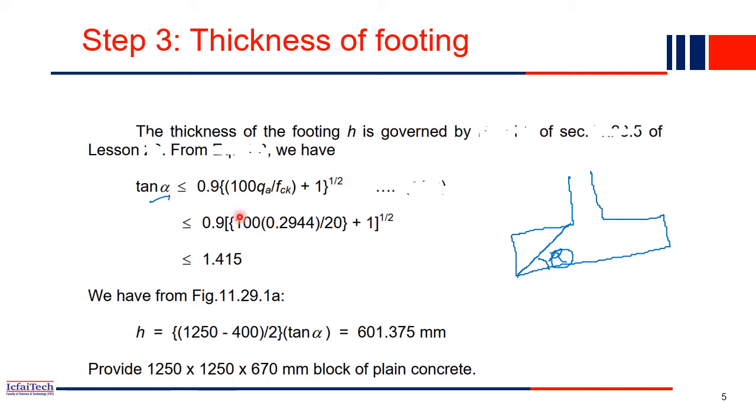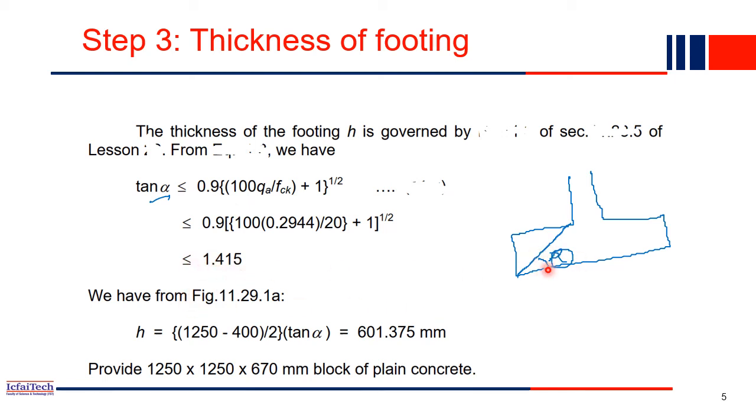So just plug in all the values. qa is the total stress going into the soil, which in the previous slide we computed as 294, right? If we convert into the appropriate unit, it is 0.294, divided by fck, M20 grade of concrete we are using, plus 1. If you substitute all these things, you will get tan alpha value as 1.414.